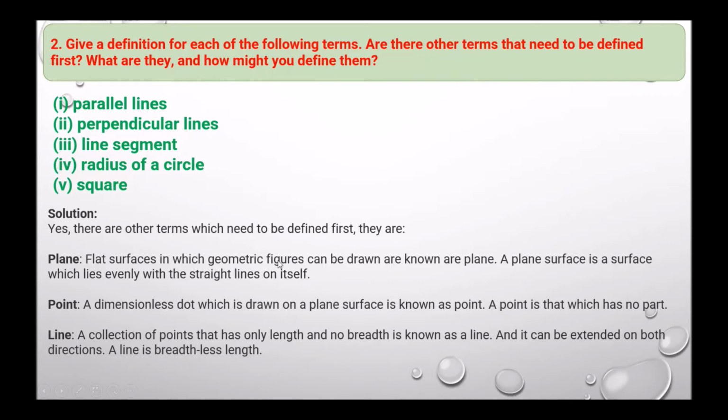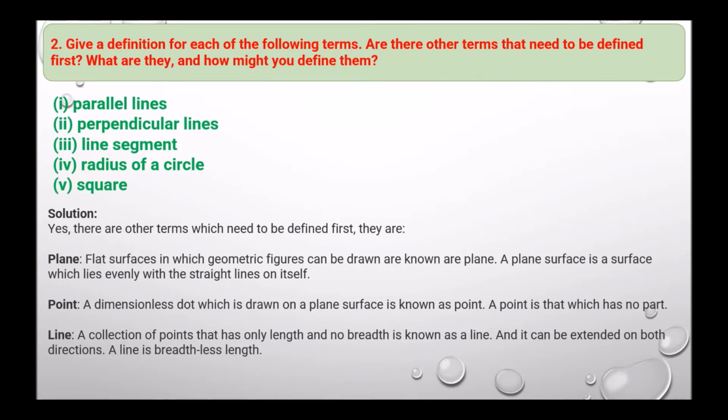They are plane. A flat surface in which geometry figures can be drawn is known as plane. A plane surface is a surface which lies evenly with the straight lines on itself. Point. A dimensionless dot which is drawn on the plane surface is known as point. A point is that which has no part.